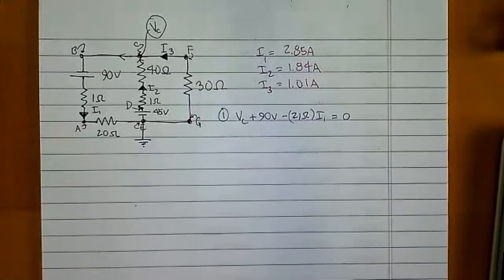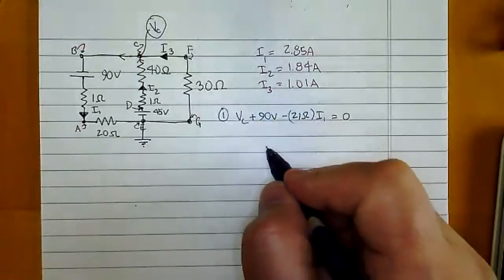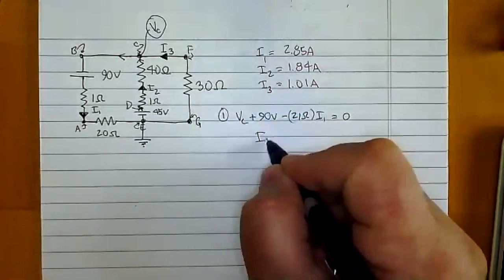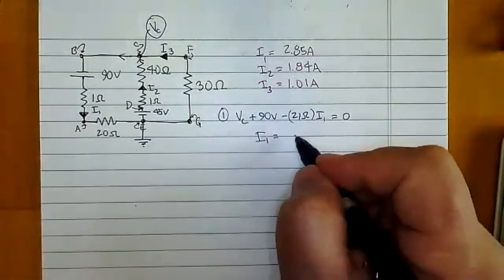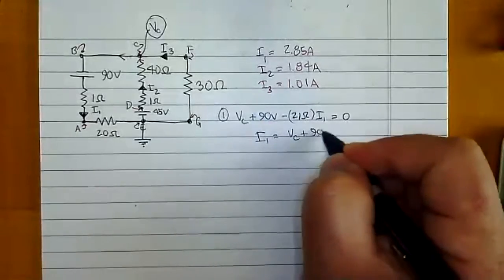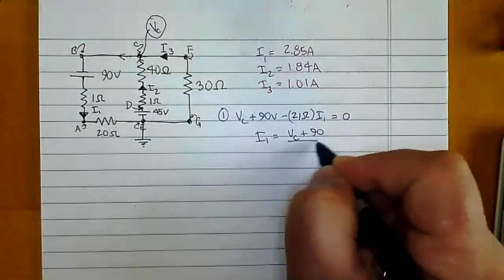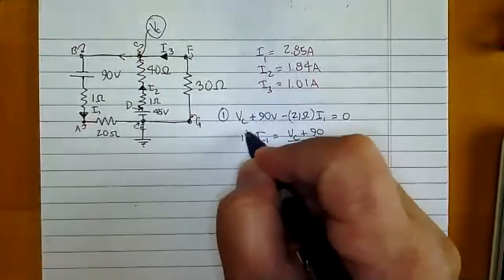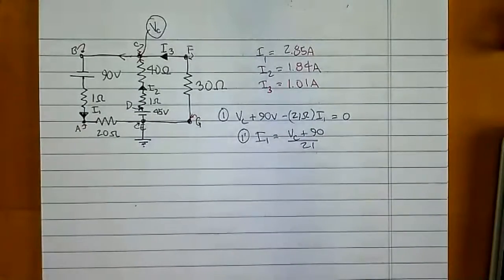So that's pretty straightforward. And the way we use this equation is we solve it for I1. That tells us that I1 should actually equal VC plus 90 over 21. I'm going to call that equation 1 prime because that's the one we're actually going to use.